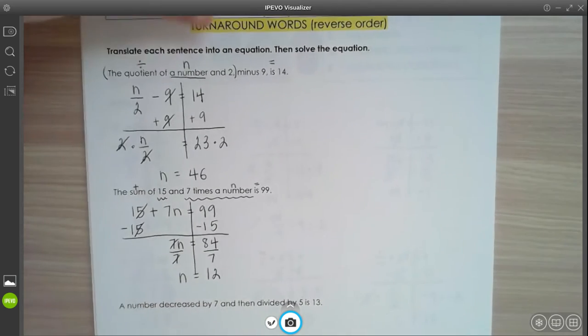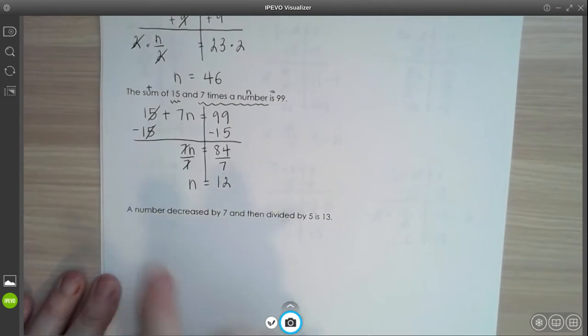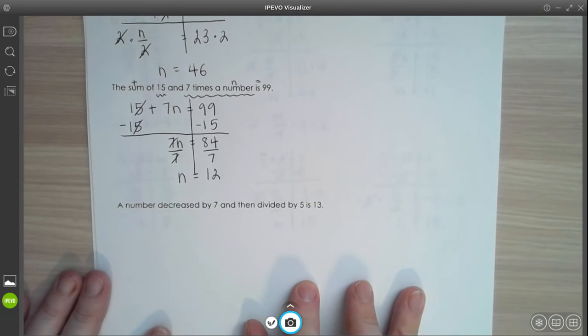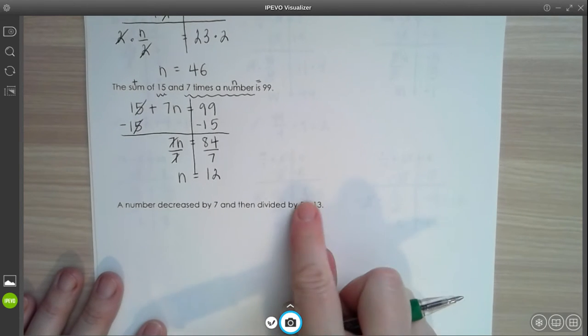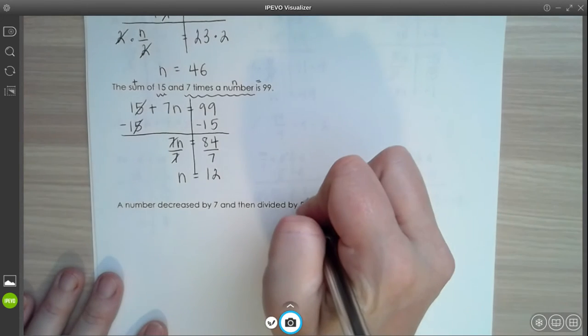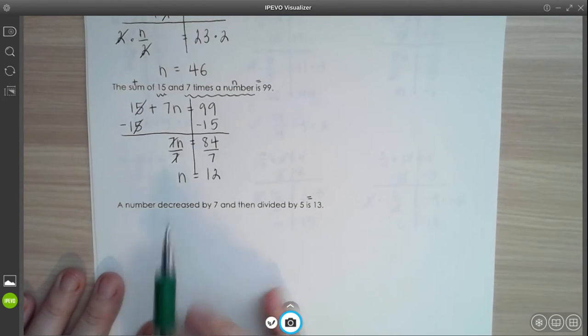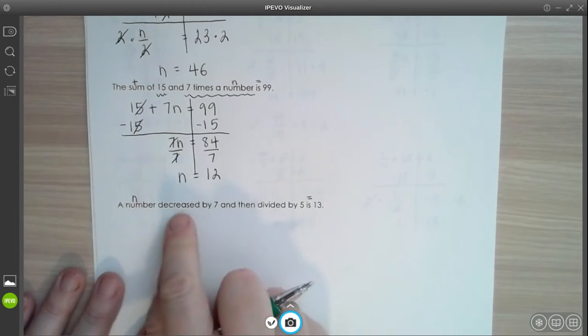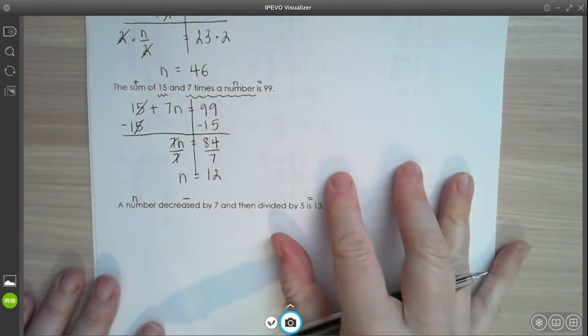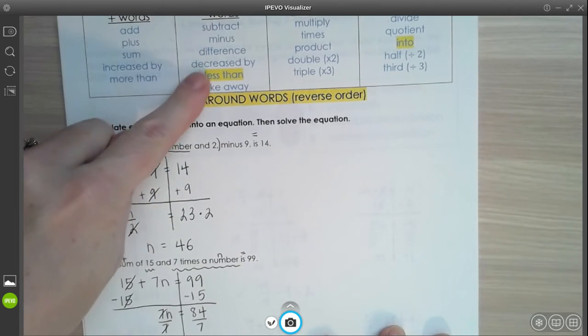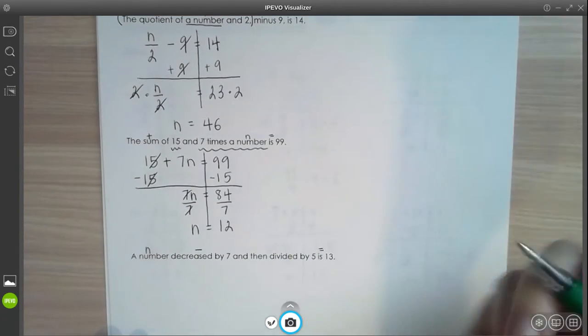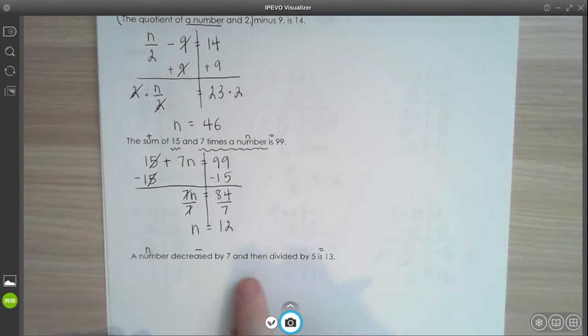Okay, the last one is a number decreased by 7 and then divided by 5 is 13. So again, is means equals. That part's pretty easy. So a number, we're going to use a variable. Decreased by means subtract. That is not one of these turnaround words, so we can do it in this order. So decreased by 7 and then divided by 5.